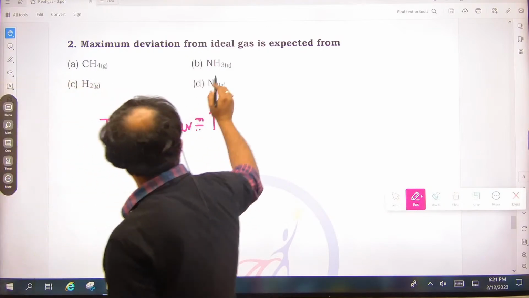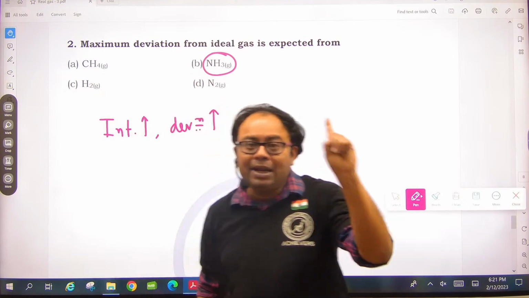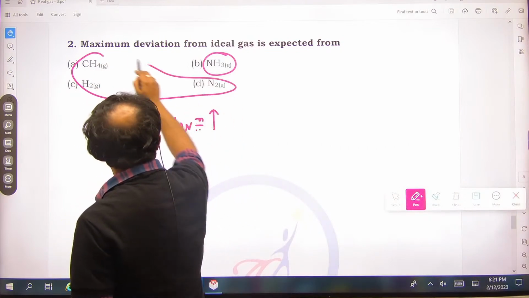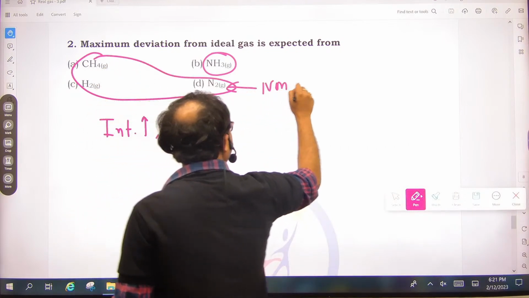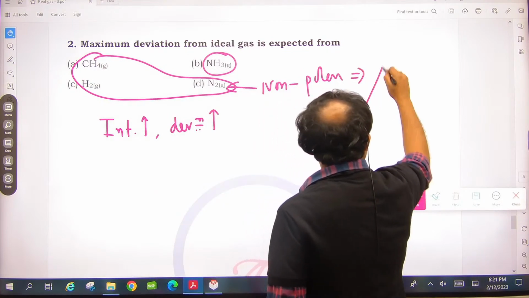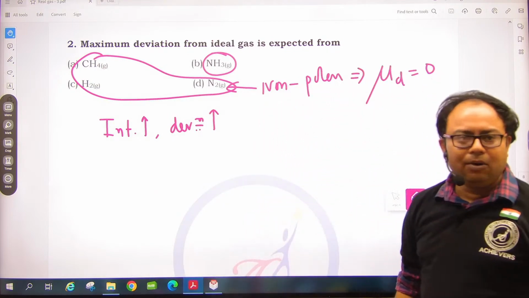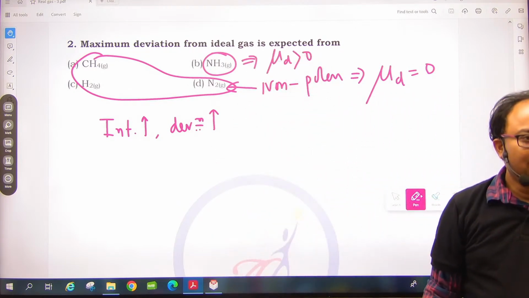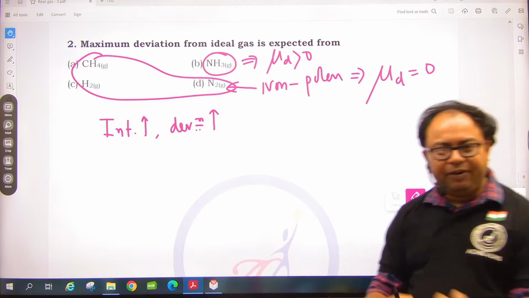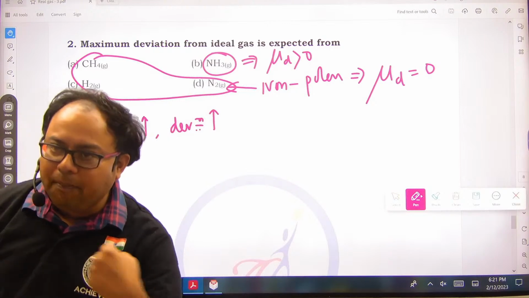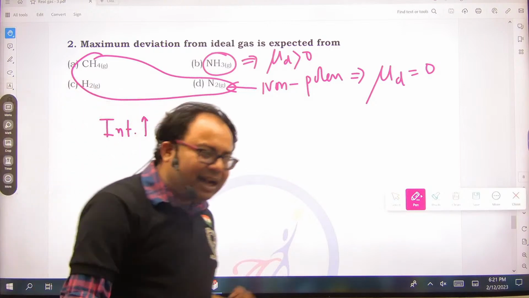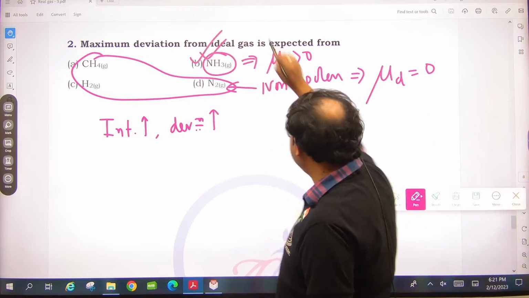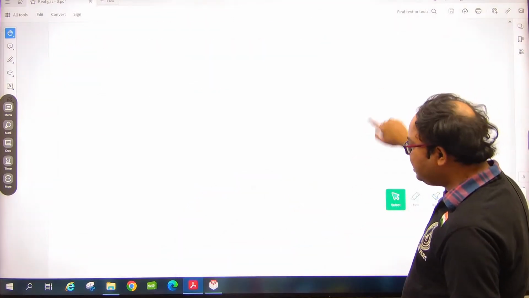The answer is ammonia. Why? Because ammonia is the only polar molecule over here. Rest all are non-polar. For all of these, the dipole moment is 0. But for ammonia, the dipole moment is positive. So if it is polar, then there will be greater Coulombic interaction. And if there is greater Coulombic interaction, then obviously there will be greater deviation. So the answer is ammonia. Do you understand?